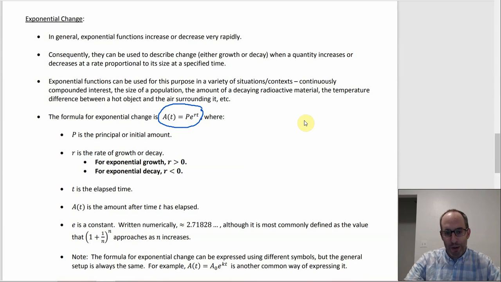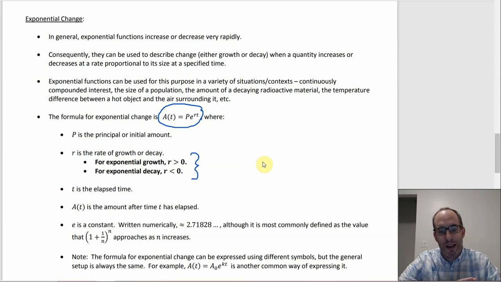But generally that's how it works, and that is a big thing, which is why it's in bold, that if you have exponential growth, you should have a positive rate, exponential decay, a negative rate. T is time, so elapsed time. So like after 7 years, how much money is in the account? That kind of thing. And then T would be 7. And then A of T, that's just the amount after time T is elapsed.